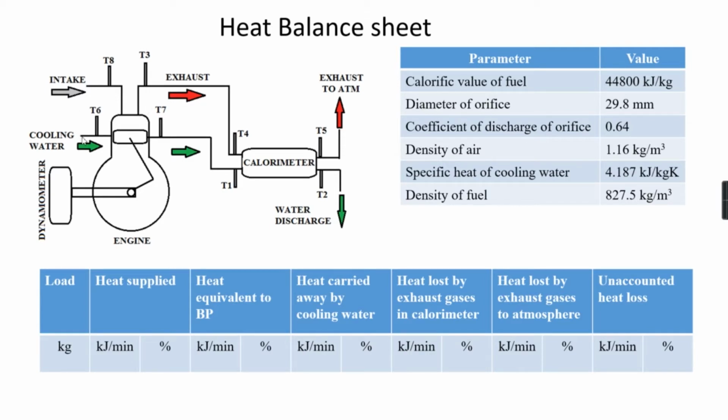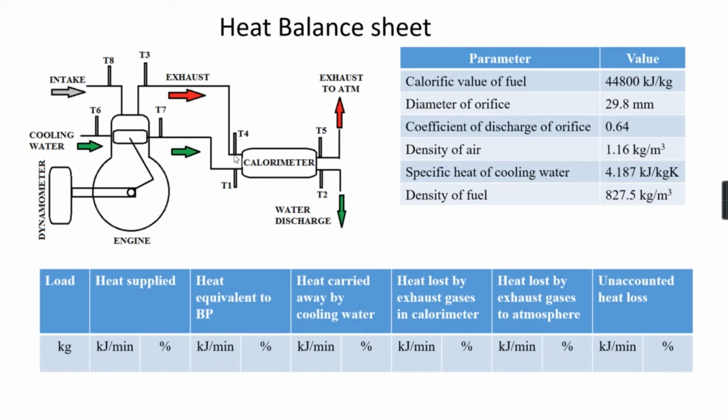From this side you will find the water is coming to the engine. T6 is the temperature of water going inside the engine for cooling. Then T7 is the water which is coming out of the engine cooling system. T8 is the temperature of incoming air to the engine. Then the combustion process will complete in the engine and exhaust gases will be created. These exhaust gases will get exhausted through this pipeline, and hence we are measuring the temperature of the exhaust gases coming out of the engine.